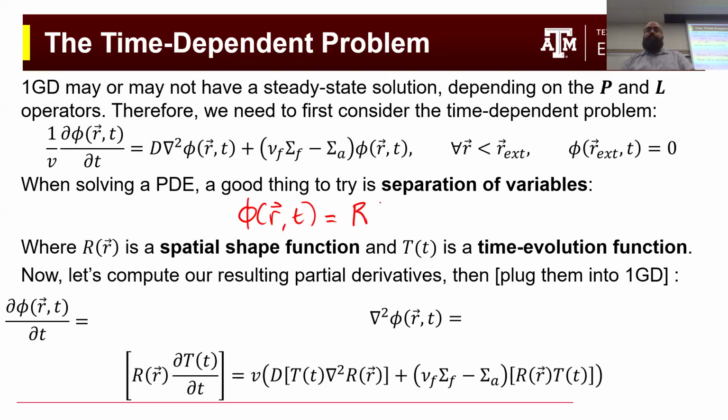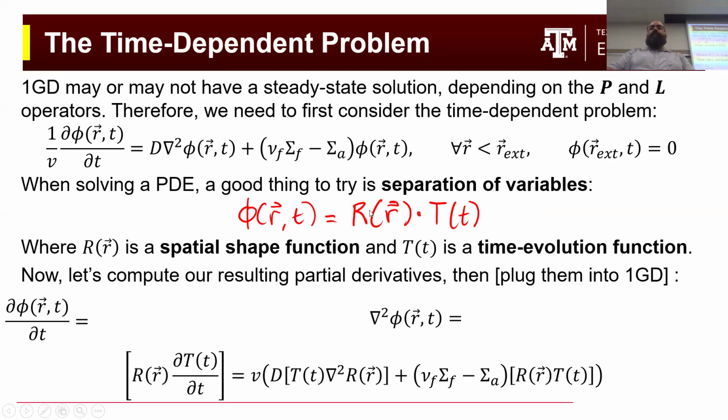So we're going to assume that this looks like some R of r times some big T of t, where the R of r is our spatial shape function. It tells us what the shape of that flux is. And then T of t is the time evolution function, which is a scalar multiplier that will increase or decrease to say how my flux is changing as time moves forward.